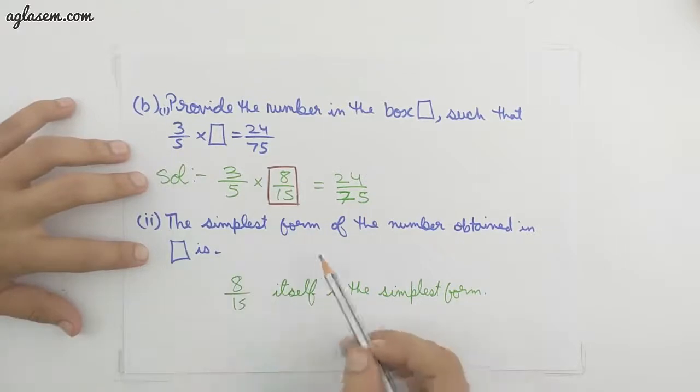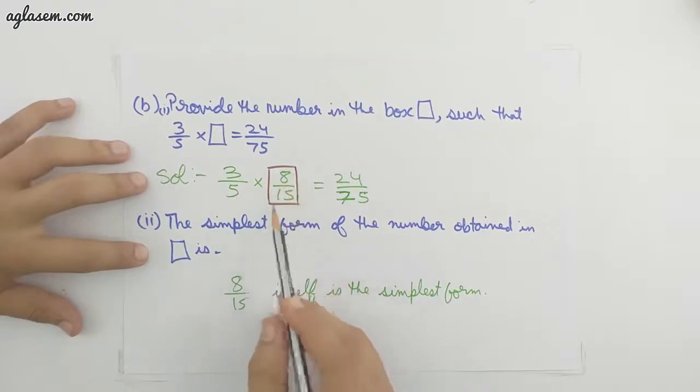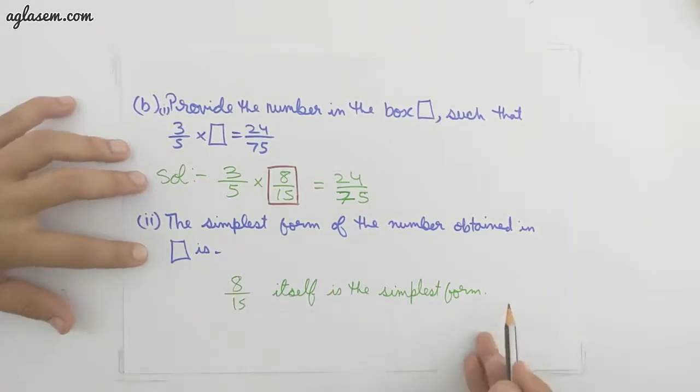The simplest form of the number obtained is the fraction we have got in this box. We have to write the simplest form. Well, as we can see, 8 by 15 is a proper fraction, so it itself is the simplest form. So that was all for the video. We have solved every question of this exercise.